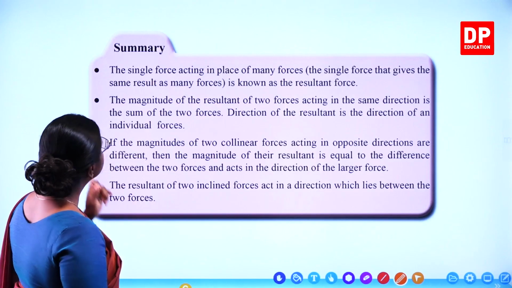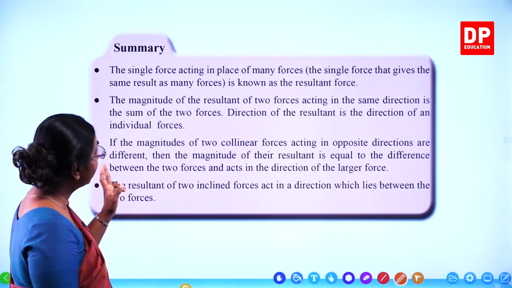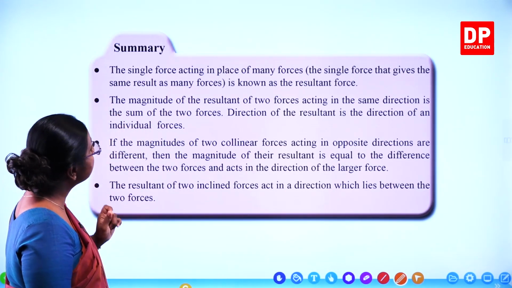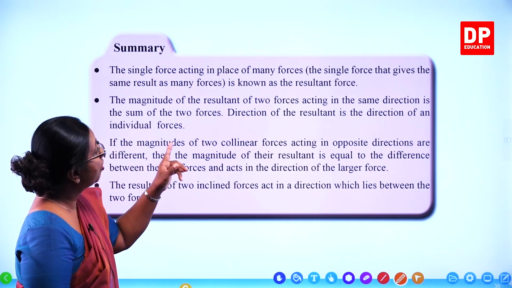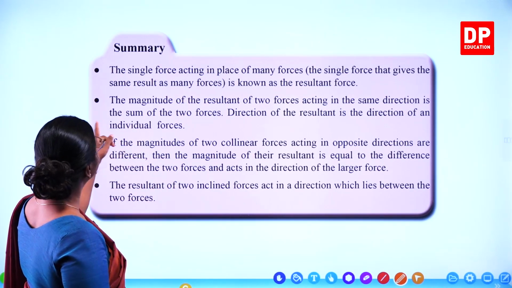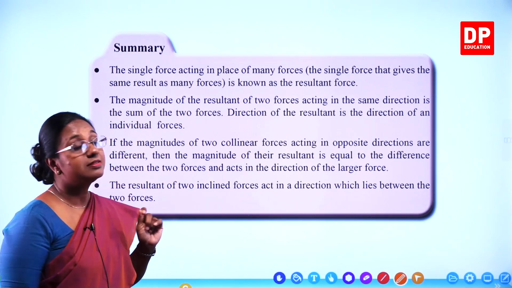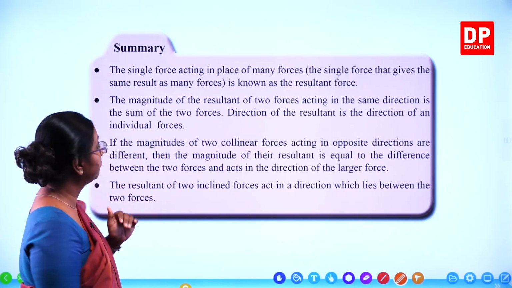Summary: the single force acting in place of many forces. When there is more than one force, there are many forces. So the single force that is acting in place of many forces, or the single force that gives the same result as many forces, is known as the resultant force. So the lesson is on resultant force.